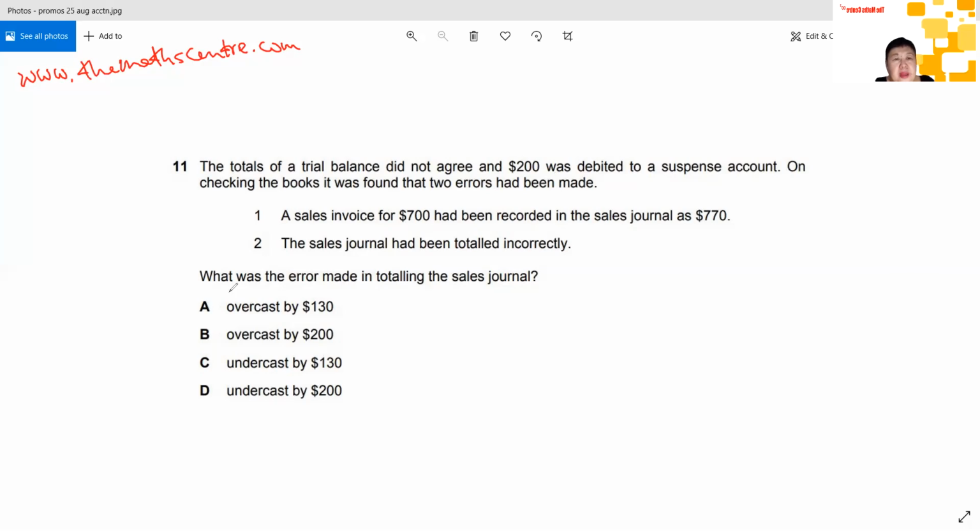Now, I'd like to comment. Therefore, it says, what was the error made in totaling the sales journal? Now, this is an objective question. It actually tests you a lot. It tests you on your understanding of errors, on your understanding of a suspense account. It tests you on the uses of the various books of prime entry, also known as books of original entry. So basically, there's a story behind it.